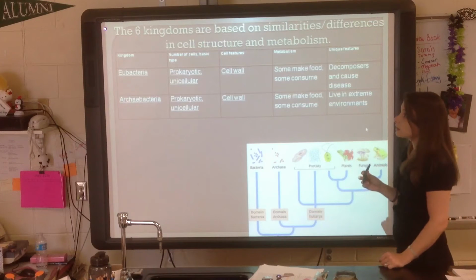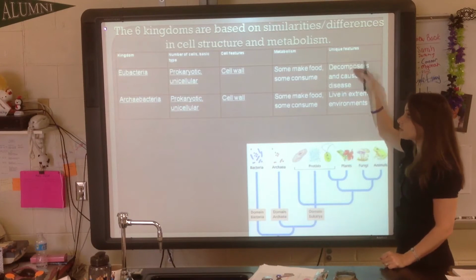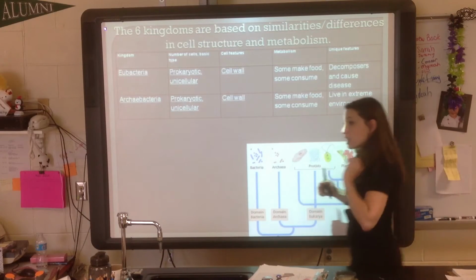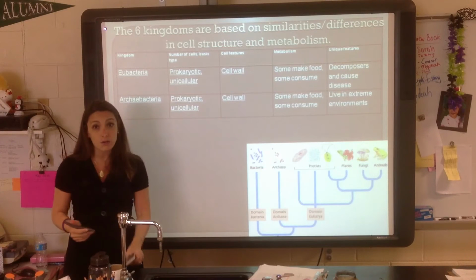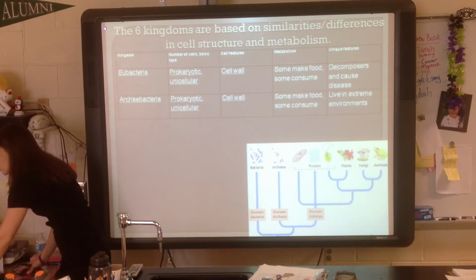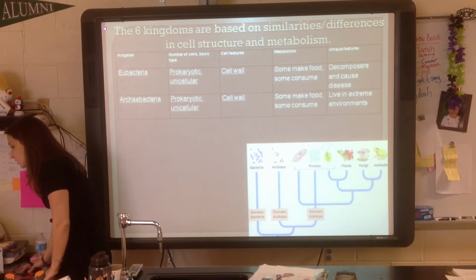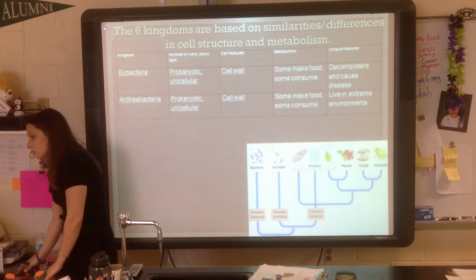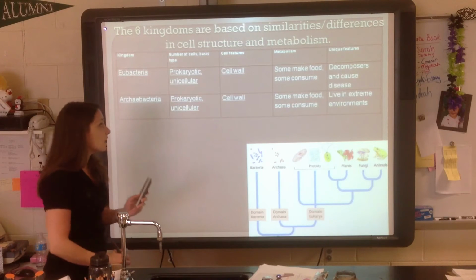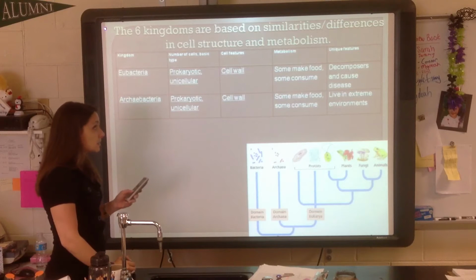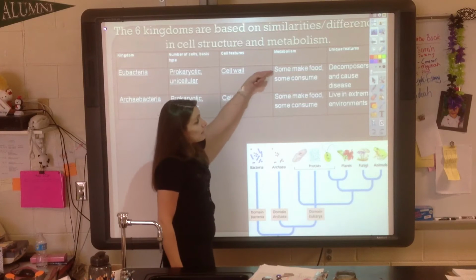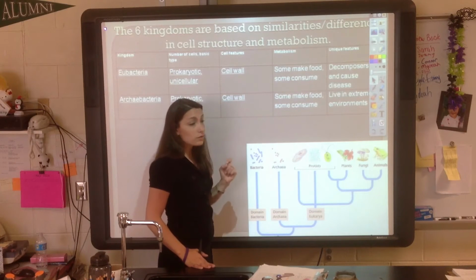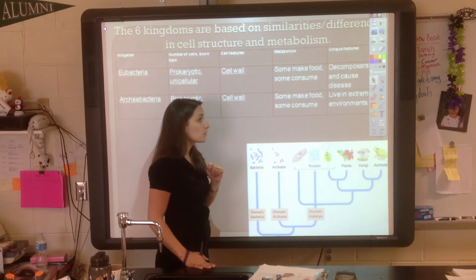The first 2 kingdoms that we're going to look at are eubacteria and archaeobacteria. And of course, this is going to be really important for people who are in the medical field. If you go in with an infection, we need to know what type of organism you've been infected with so that we can properly treat you. And so we have eubacteria, which are prokaryotic, unicellular, and have a cell wall. For metabolism, we see that some bacteria will make their own food and some will consume food.